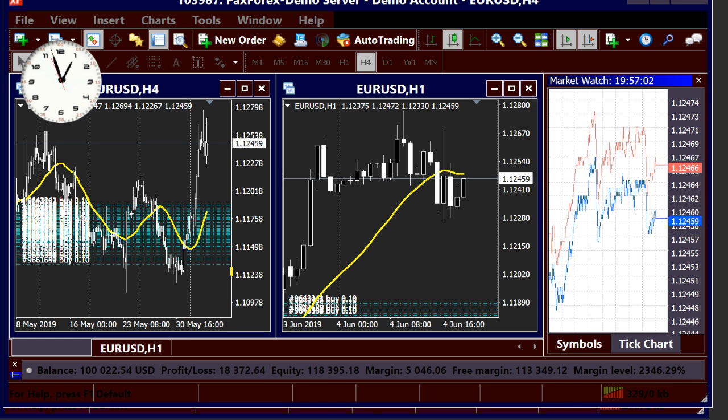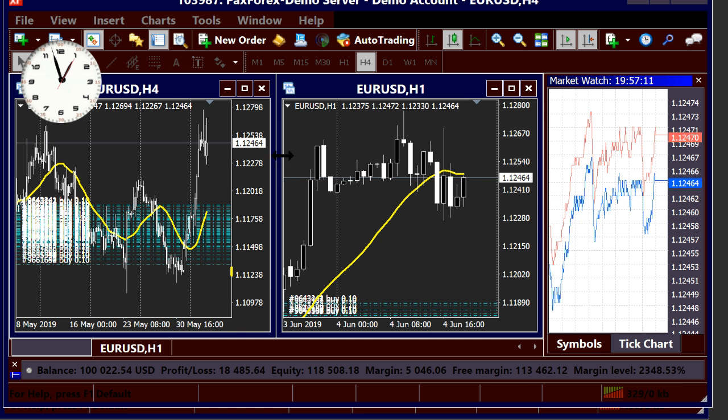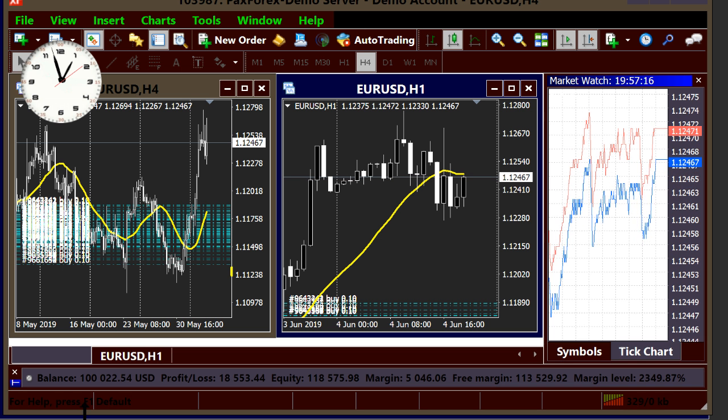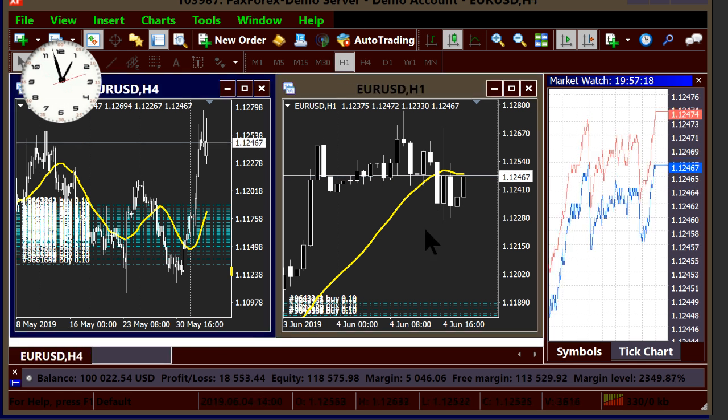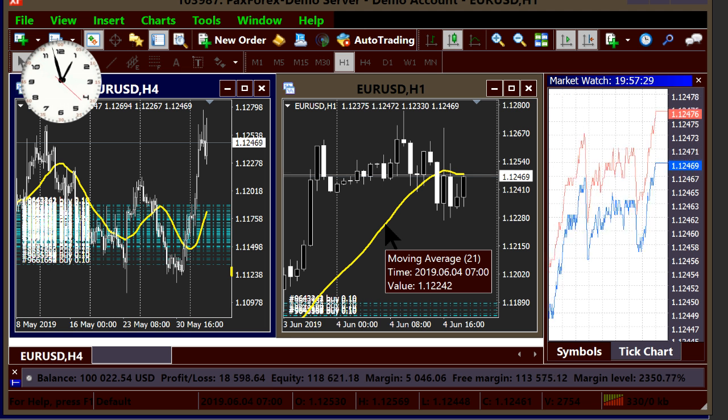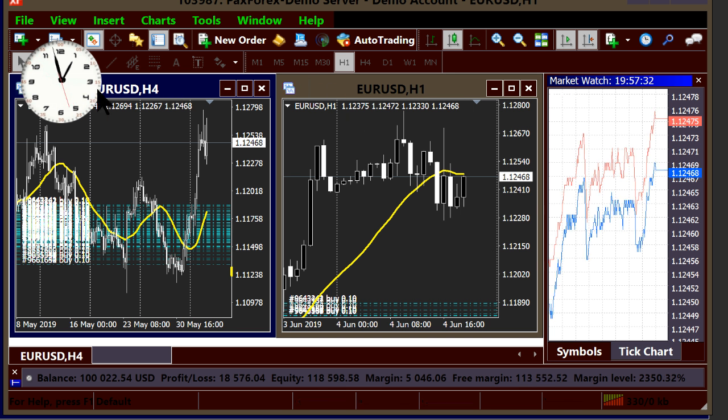Well, it's the close of the day. I'm looking for some follow through here on the euro. Actually I don't have the 10 pip grid on this one, but I have the infamous moving average. 21 period, which is a Fibonacci number, but it's a simple moving average because I'm a simpleton.